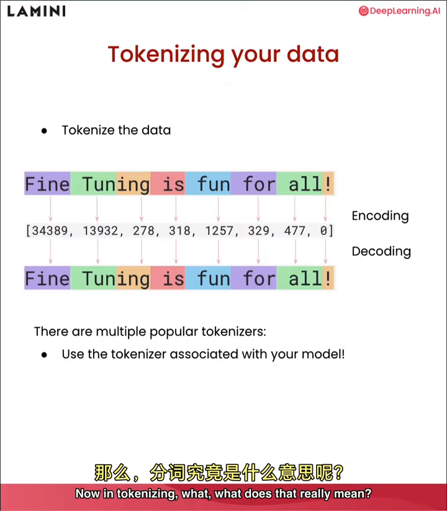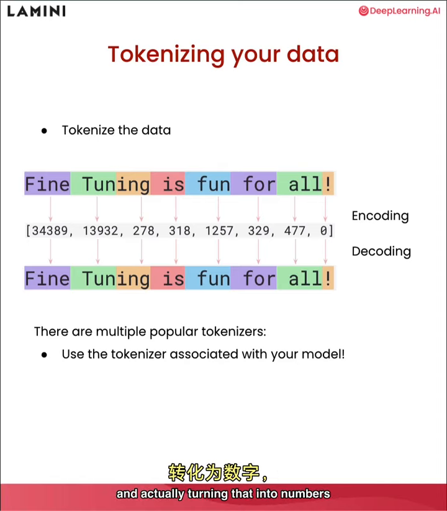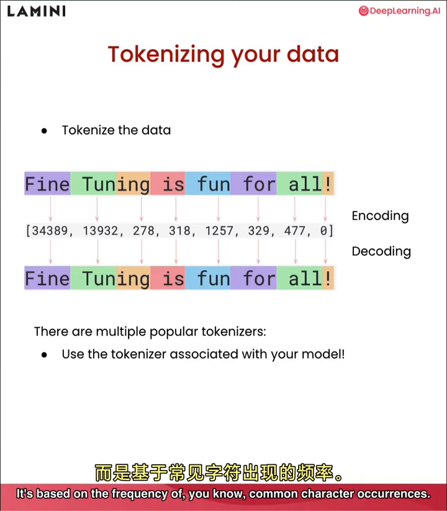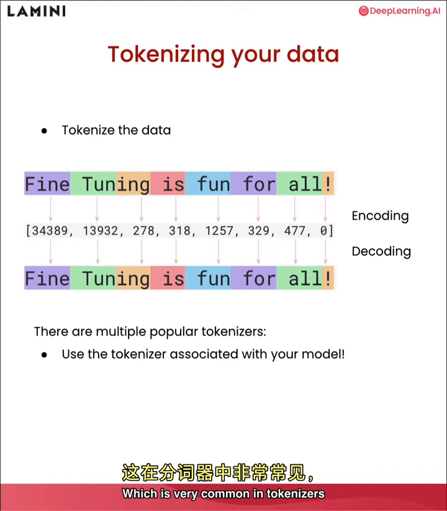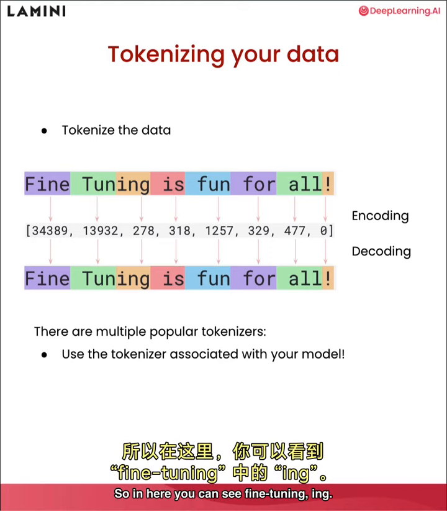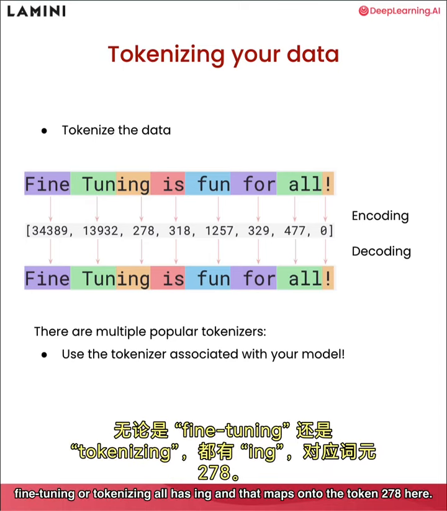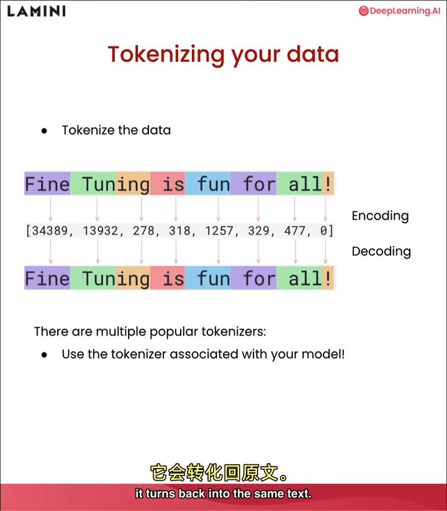Now in tokenizing, what does that really mean? Well, tokenizing your data is taking your text data and actually turning that into numbers that represent each of those pieces of text. It's not actually necessarily by word, it's based on the frequency of common character occurrences. And so in this case, one of my favorites is the "ing" token, which is very common in tokenizers. And that's because that happens in every single gerund. So in here you can see fine tuning, ing. So every single verb in the gerund, fine tuning or tokenizing, all has ing, and that maps onto the token 278 here. And when you decode it with the same tokenizer, it turns back into the same text.